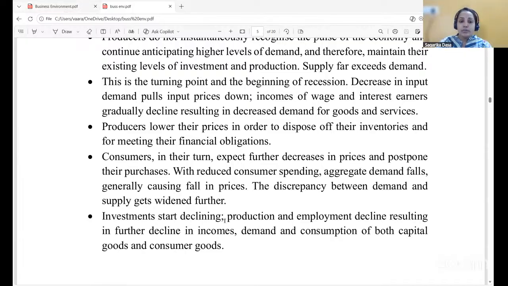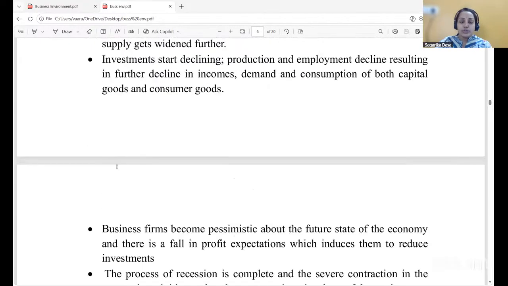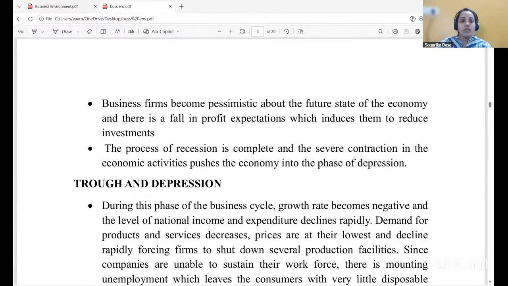Investments start declining, production and employment declining, resulting in further decline in incomes, demand and consumption of both capital goods as well as consumer goods. As we can see in the contraction stage, every element, every activity's value will be reduced, declining. The process of recession is complete and severe contraction in the economic activities pushes the economy into the phase of depression. After the contraction, it is a phase of the depression.